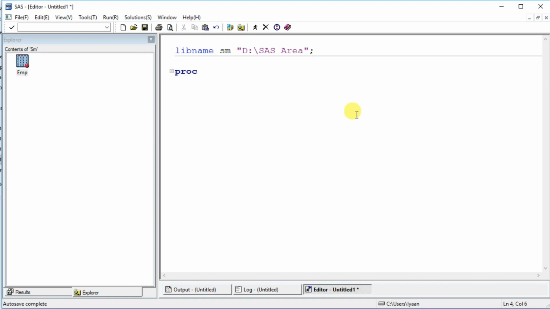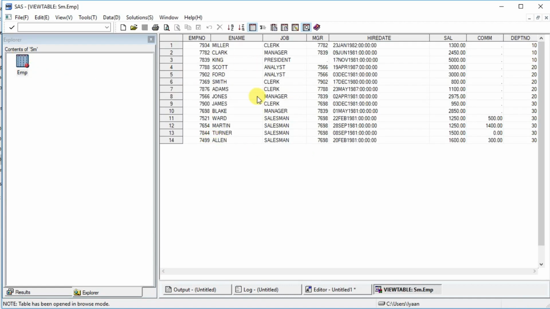Proc, as we know, is always a procedure, so frequency is also one of the procedures. So Proc Freq data equal to, my data is sitting in the SM library and the name of my data is EMP, right? First we have to understand on which variable we want to apply the frequency. As I have already mentioned, it is a good idea to choose dimensional data, right?